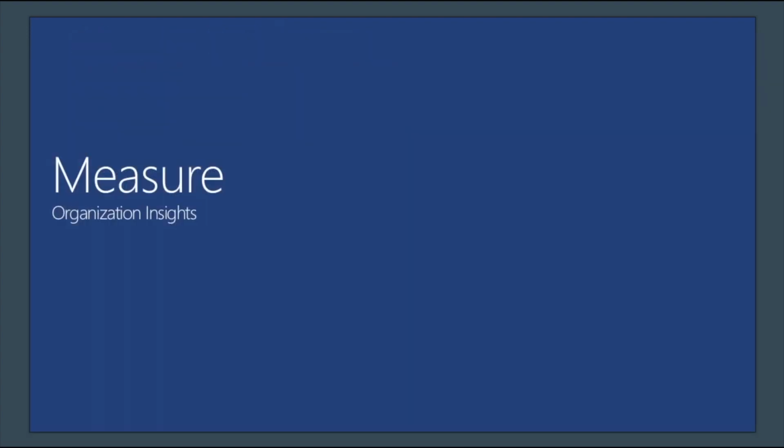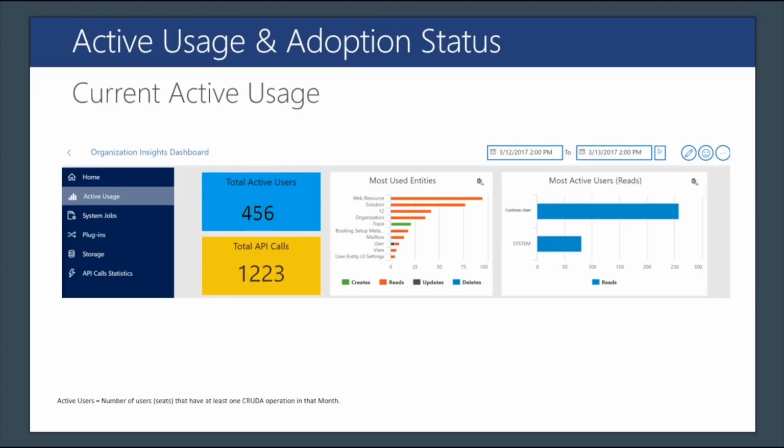So how do you measure adoption? So we actually provide, within the system, a capability called organizational insights. And this is a solution that can be installed into your Dynamics 365 instance that will allow you reporting capabilities on the usage. So it'll show you active users, it'll show you number of API calls, and there's a lot of different pieces of information that you can gather from this.